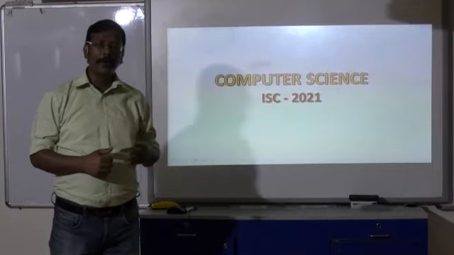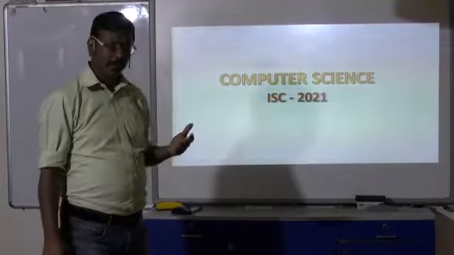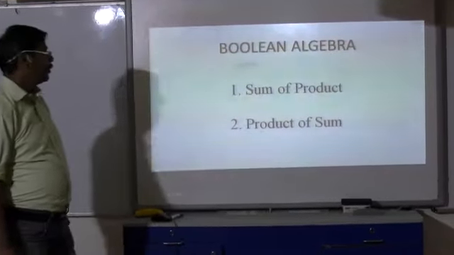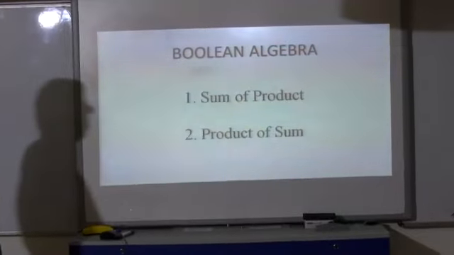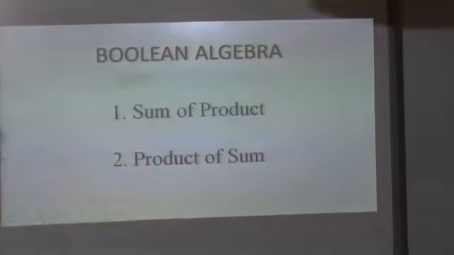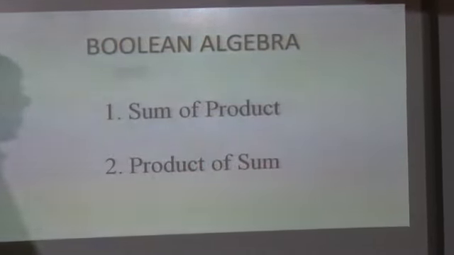Okay, if you remember, before we took a break, we were dealing with Boolean algebra. So we continue with Boolean algebra. Today we will be discussing sum of product and product of sum. Fine. Now, before we move into what is SOP and what is POS, remember this is the truth table. We have got a 3-input truth table.